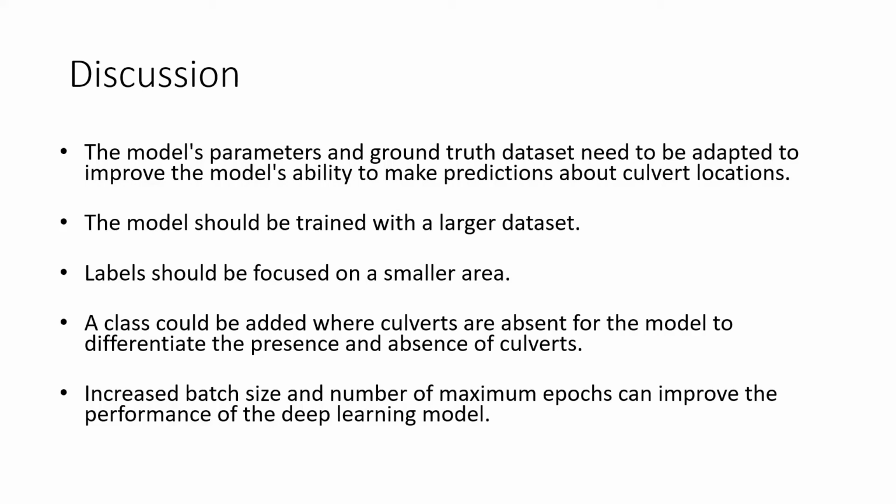It may also be useful to add a class with no culvert location, so the model can differentiate between the presence and absence of culverts, and also changing the hyperparameters like batch size and number of maximum epochs can improve the performance of the deep learning model. In general, studies show that a larger batch size improves a model's accuracy, and it's often a multiple of 32. And choosing a batch size that is too small could introduce a high degree of variance within each batch, as it is unlikely that a small batch would be a good representation of the entire data set.